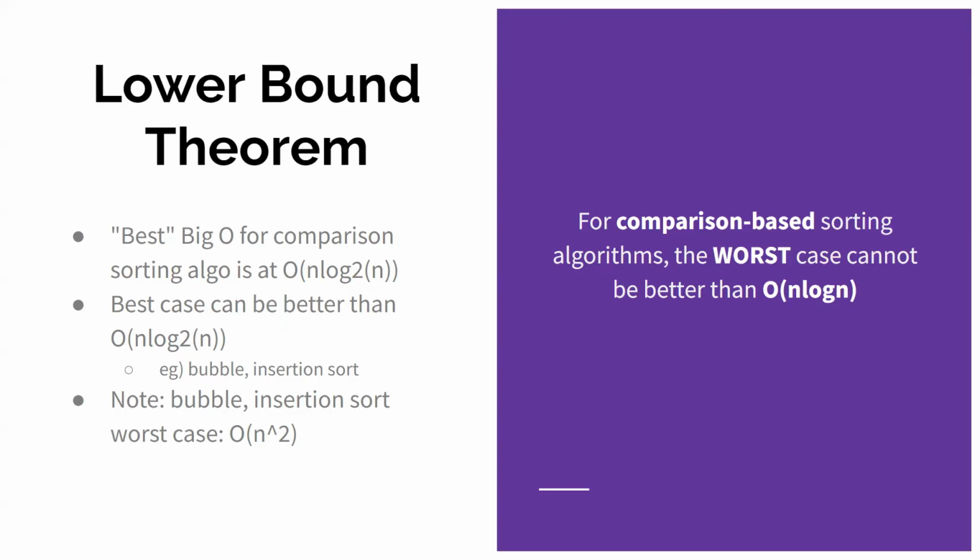Take some time to absorb that, because this is important. Again, we can see that with bubble, insertion, and selection sort, the worst case was O(n squared). And we're not going to worry about the proof a lot. Just know that this theorem exists. Keywords here: comparison based, and worst case cannot be better than n log n.